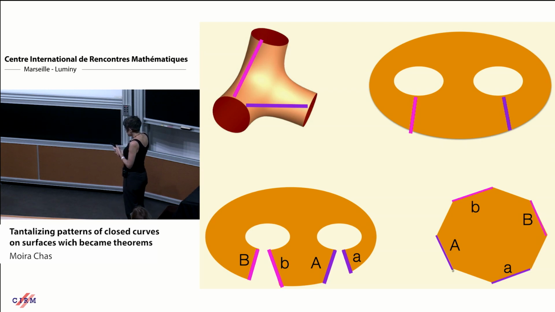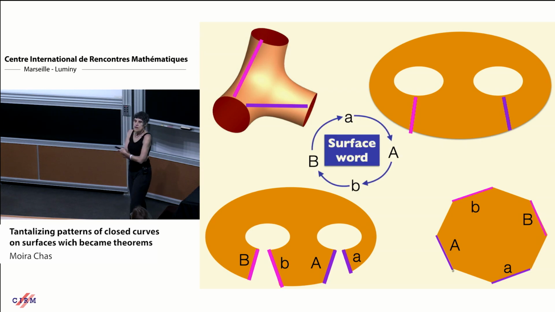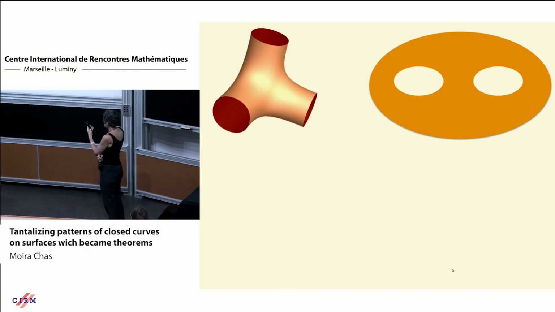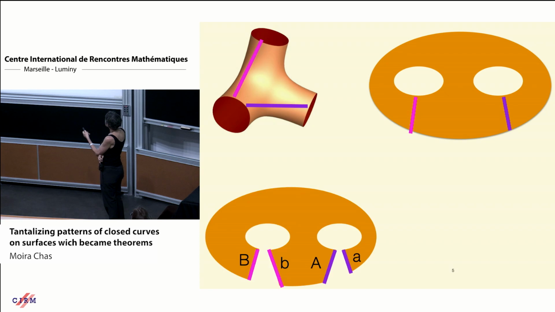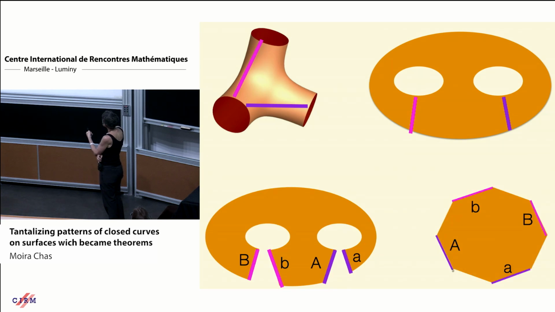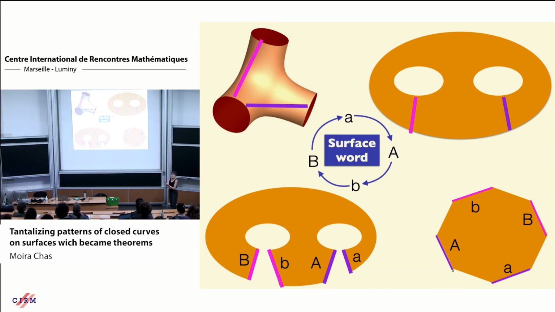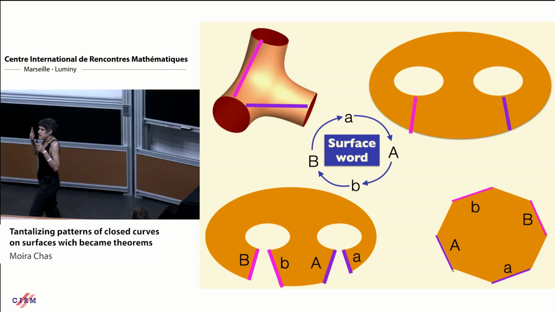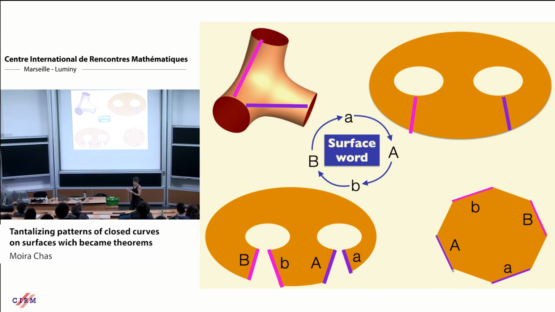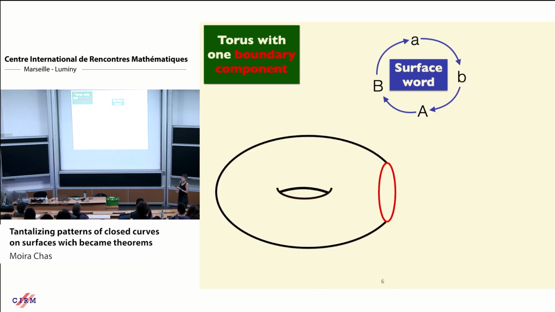Then I can read the letters in a circle. So here is A, capital A, B, capital B. And this is a surface word. It is a recipe to encode this particular surface.